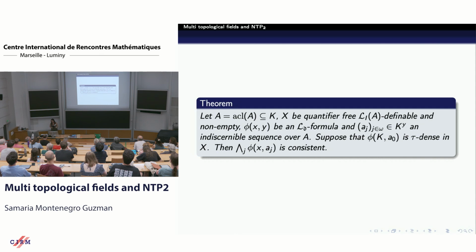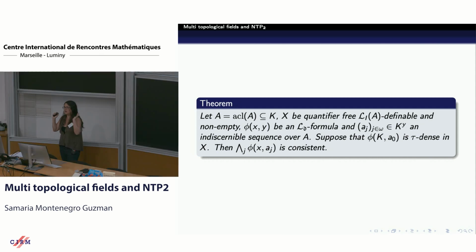You take X, a quantifier free set, definable over some parameters and non-empty, okay? And you will take a formula with parameters in A, okay? And you will take (a_G) with G in omega, an indiscernible sequence over A, okay? So the idea is, if you have that for one of the elements of the sequence, you are dense inside X, so you will find an element who satisfies all the phi, okay? And this is really useful.